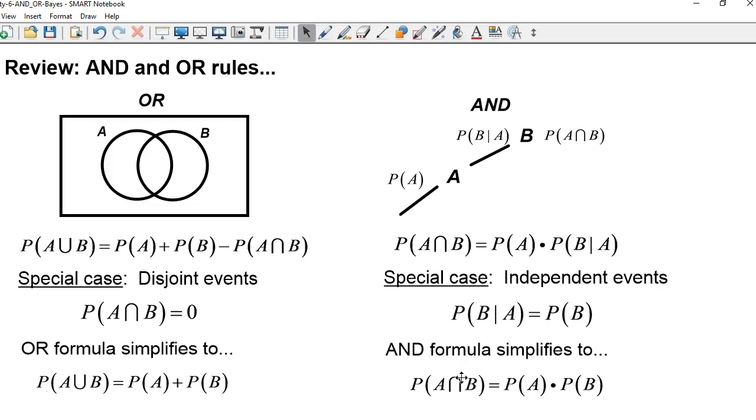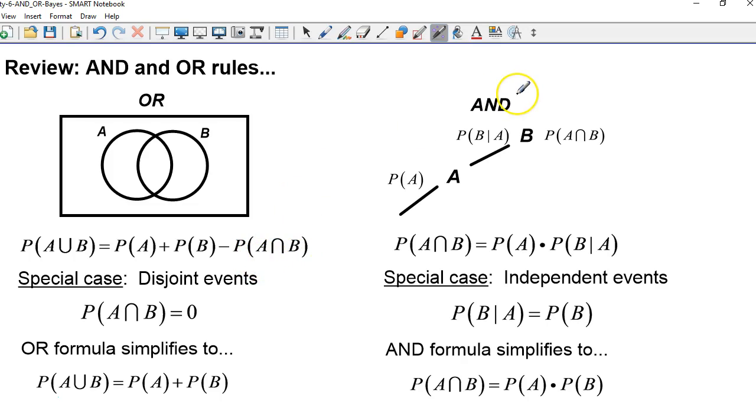To review, here is a summary of the and or rules, and this is actually how I remember them. I remember them by picturing a diagram. When somebody asks me to analyze something related to an or situation, I always picture a Venn diagram like this, right? I have two events that are overlapping in general, A and B, and then I remember that the probability of A or B is the probability of A plus the probability of B, but I have to subtract the overlap, A and B. So I do have to remember that or is addition, but then I have to remember to subtract the overlap. And there's a special case for that, disjoint events, where the probability of A and B, the overlap, is 0. Then the formula simplifies to just A plus B without the overlap because the overlap is 0.